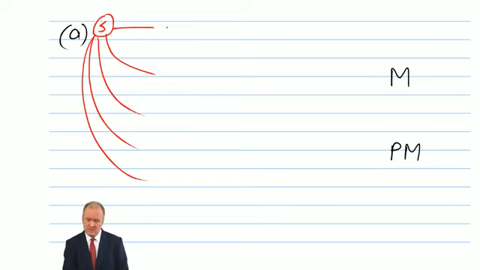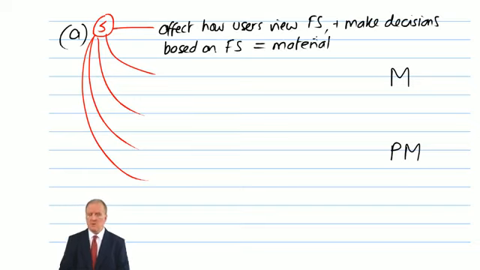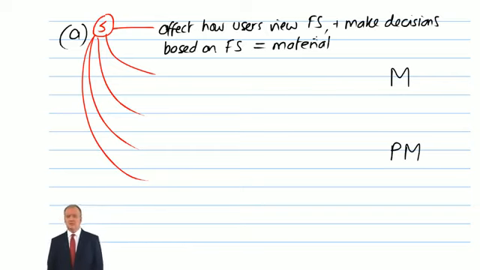Well, surely you'd want to say anything that can affect how users view the financial statements and make decisions based on the financial statements is going to be material. In other words, it's important to the shareholders. Well, that's the base level definition, so that should be a mark.